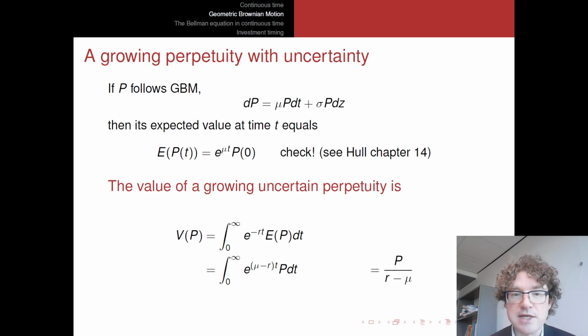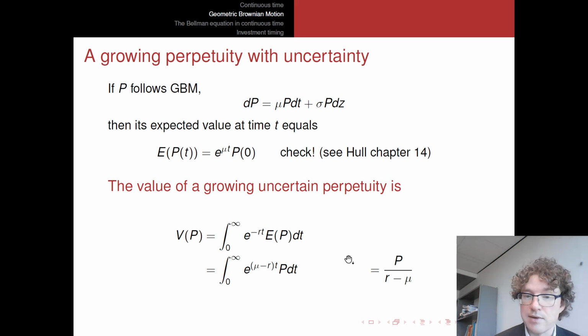Because in that case we can also compute the value of a growing uncertain perpetuity. So what is that? The value is essentially the expectation of future cash flows. It's E of P in the future, which we now know what it is. We have to discount it by e to the minus r t. So this is the expected cash flow, the flow of profits, profit flow I should say. We have to add them up, or in continuous time I have to take the integral. So now we know what E of P is. It's again this e to the power mu t times P at the current time.